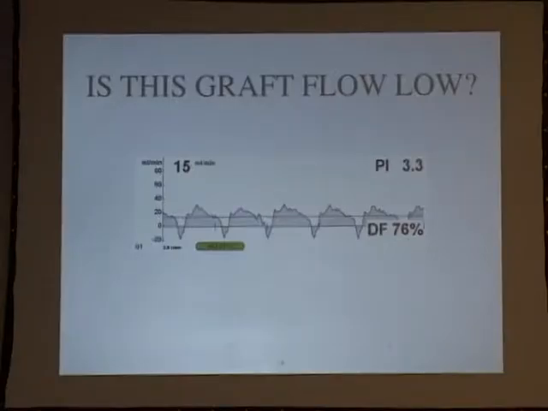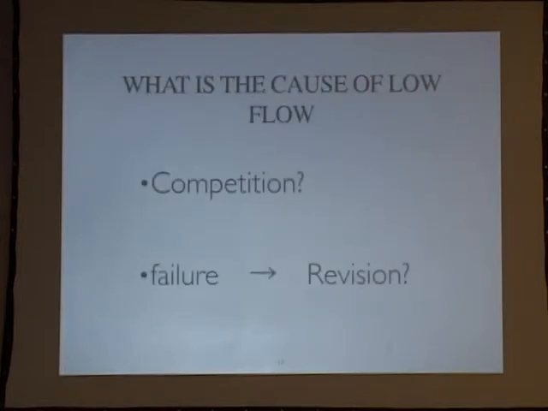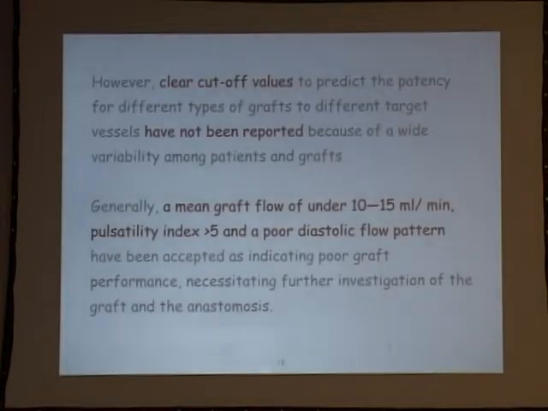Do you think this graft is bad or good? Is this graft flow low? The mean flow is 15, the PI 3.3 and DF is 76. It looks very nice. So we should know what the criteria are, and when we think that this is a failure, how can we decide on revision? Usually, a clear cutoff value for the graft has not been reported.